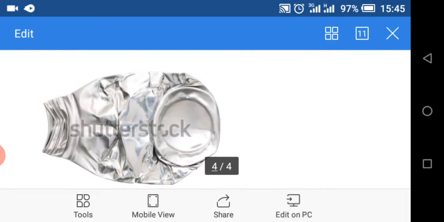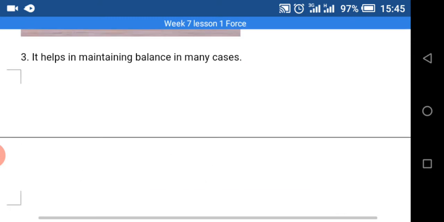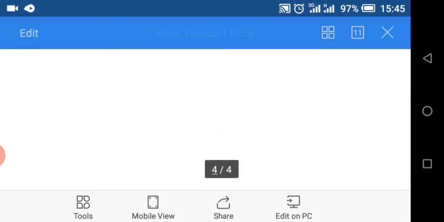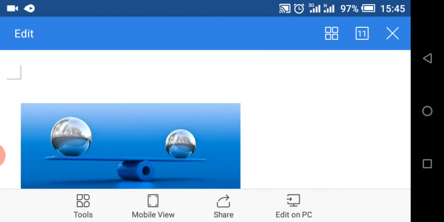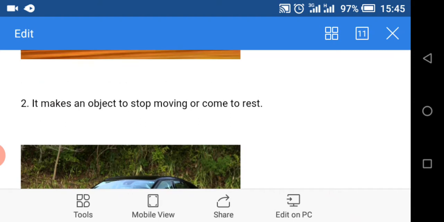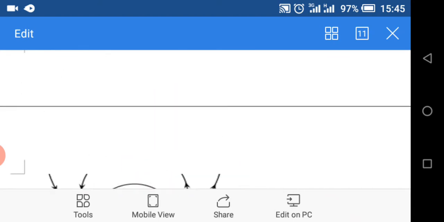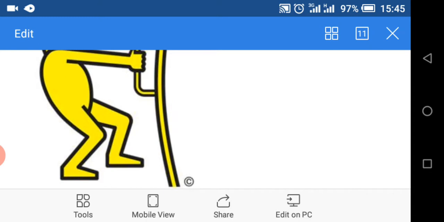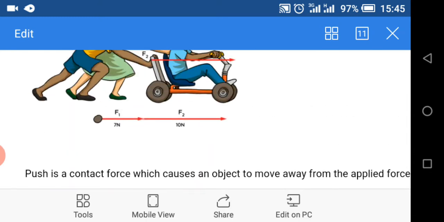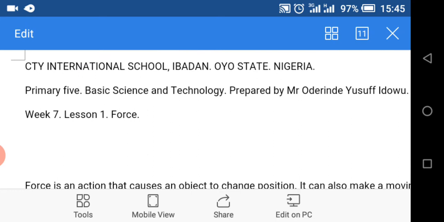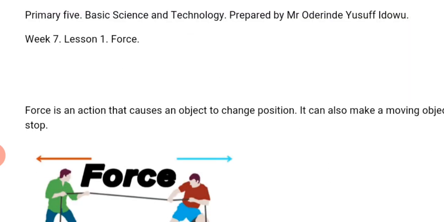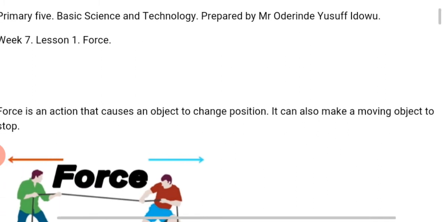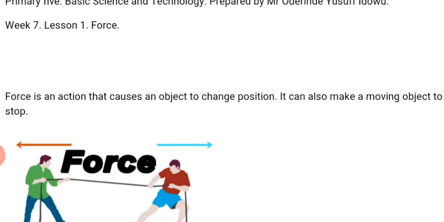So those are the effects of force. In today's lesson, we are able to learn what force is all about. We learned the groups of force. We also learned the effect of force. We started with the definition of force as an action that causes an object to change position. And we also said force can also make a moving object to stop or to come to a rest.